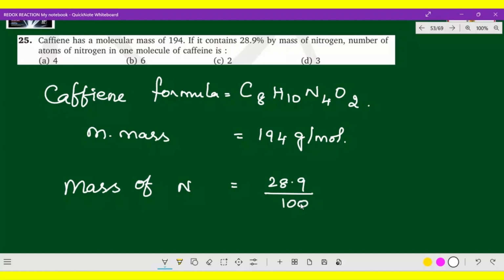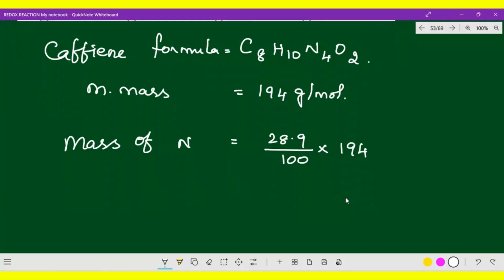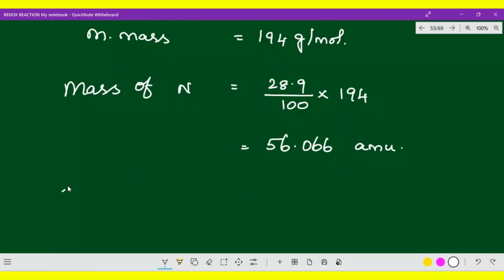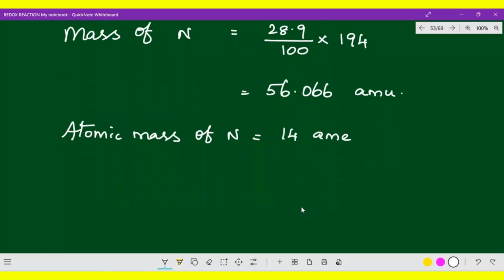28.9 divided by 100 into 194. So this is the way. You will get the mass of nitrogen present in that caffeine compound, which is 56.066 AMU, or gram per mole, anything. Now, the atomic mass of nitrogen, you know very well, is 14 AMU. Now we have to identify the number of nitrogen atoms.